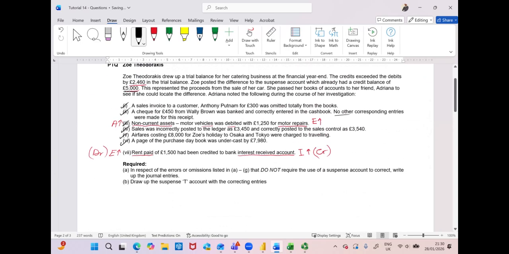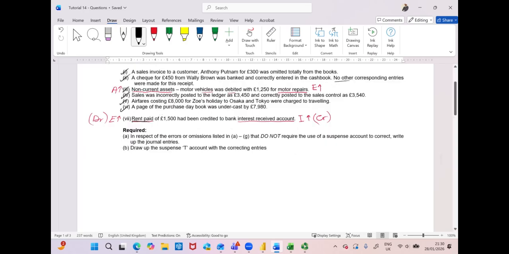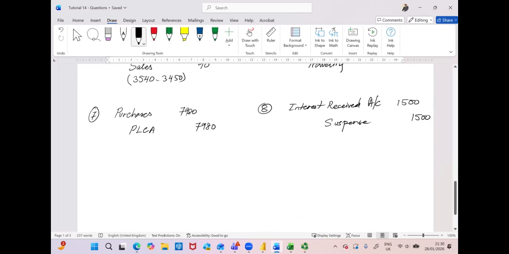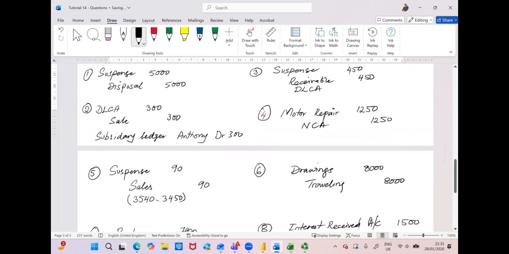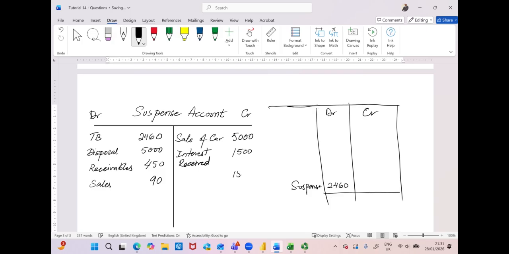Now, we should have recorded that in the rent account. So the rent account was not updated, and therefore, we need to update it. It's an expense. Expenses increase, they are debited. So let's record it into the rent account. And therefore, we will pass a double entry of rent debit by £1,500, and the suspense will be credited by £1,500. Okay, so now let's go and update our suspense account and record 1500 on this side, and behind that I'm going to write rent.